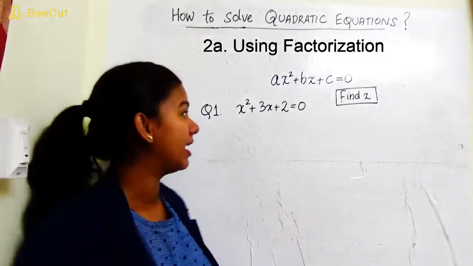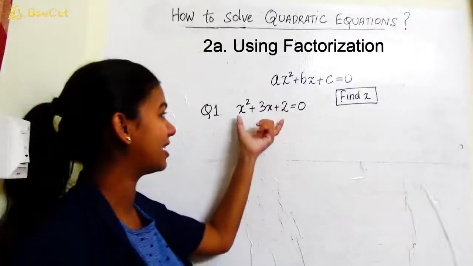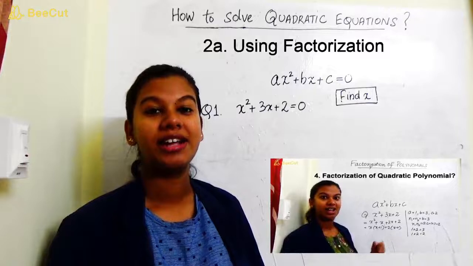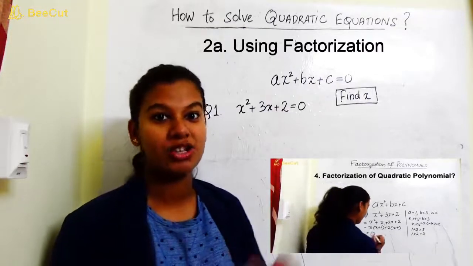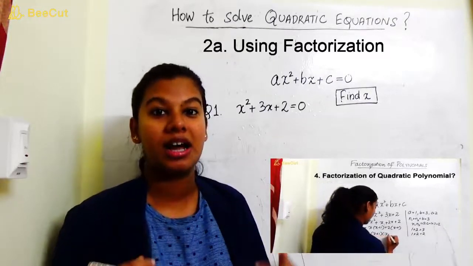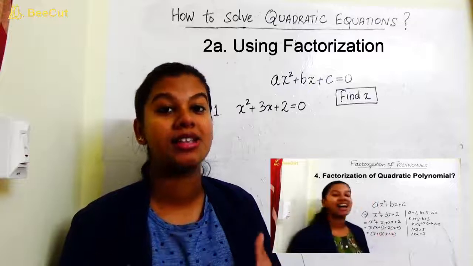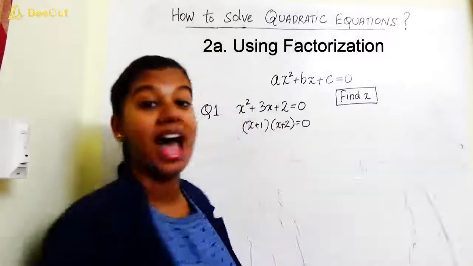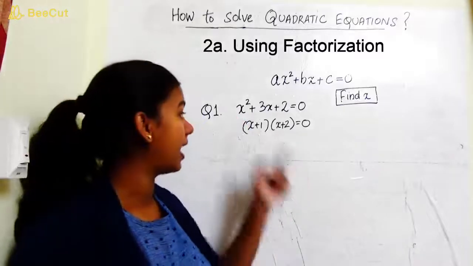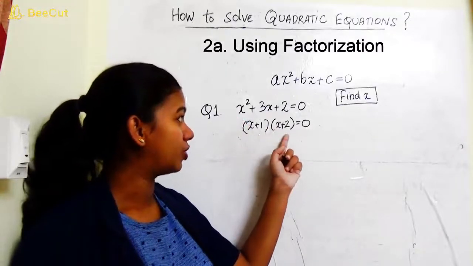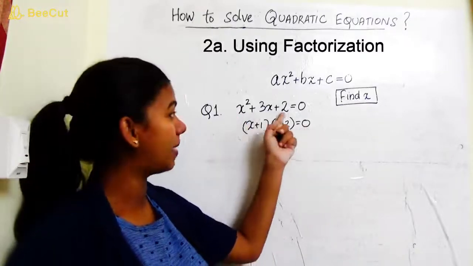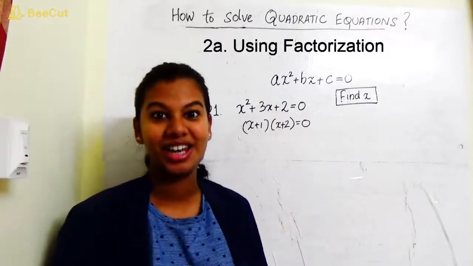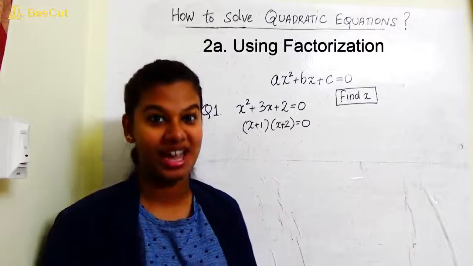In my previous video I factorized this polynomial x square plus 3x plus 2, and I got two factors. So I am just writing those two factors. If you want to know how I factorized and got those two factors, you need to check my previous video. After factorization I got x plus 1 into x plus 2 equals 0. This part can be written as two factors, x plus 1 and x plus 2. Now I am going to show you how to find x.